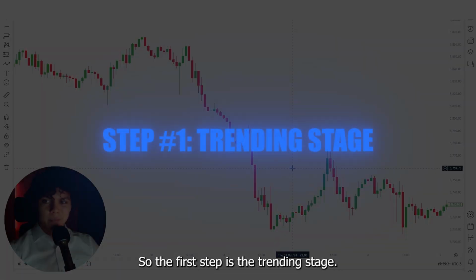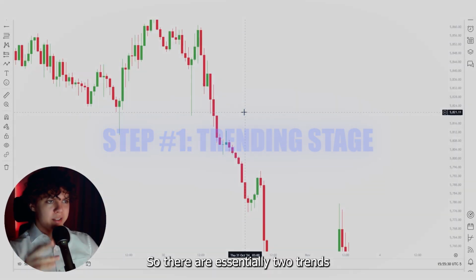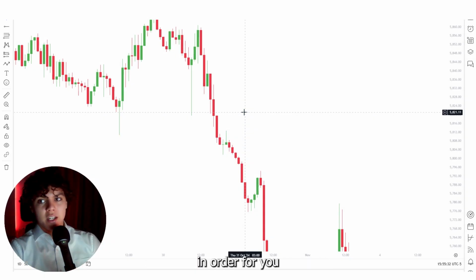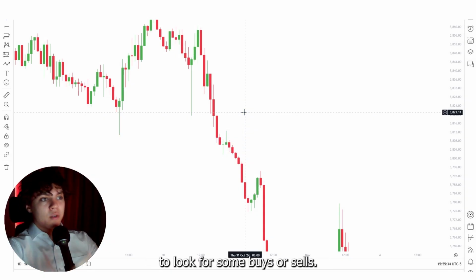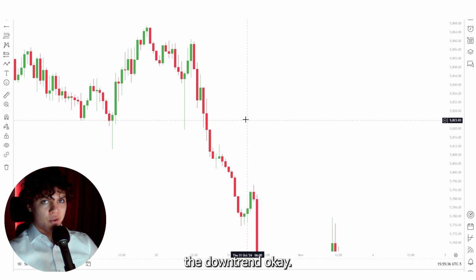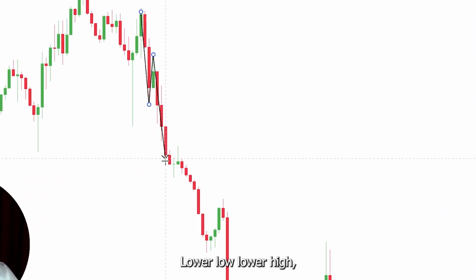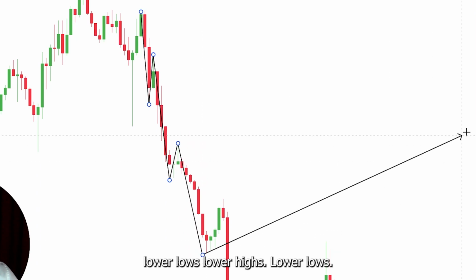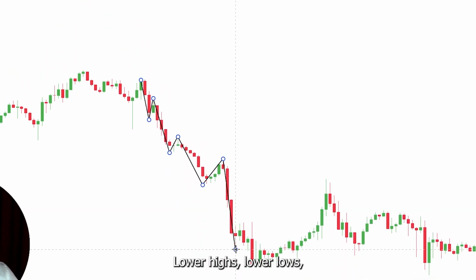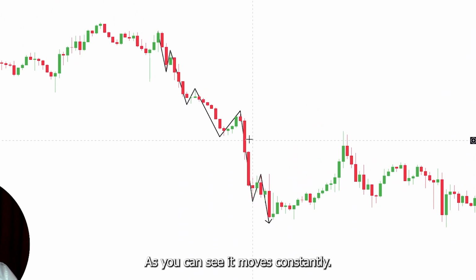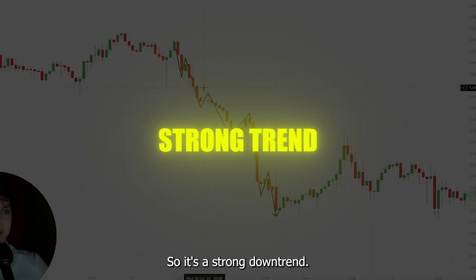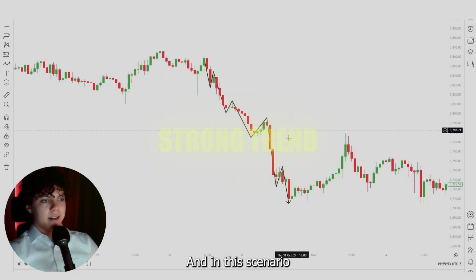So the first step is the trending stage. There are essentially 2 trends you need to see in order to look for buys or sells. First of all, there's the downtrend. A downtrend moves like this: lower lows, lower highs, lower lows, lower highs, lower lows. Let's continue. Lower highs, lower lows, lower highs, lower lows. As you can see, it moves constantly, and this is called a strong trend. So it's a strong downtrend, and in this scenario you have to look for sells.